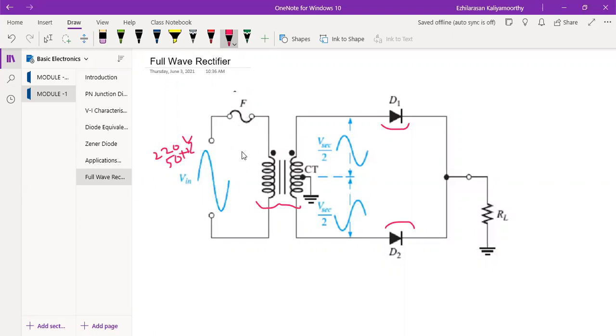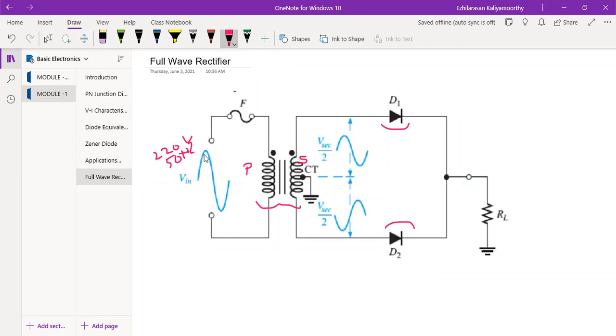Then this is a fuse, and this is your step down transformer. The input is 220 V, and the output is CT. The CT represents the center tap transformer. This is the primary winding, and this is the secondary winding. From here, the center tap is connected to the ground.